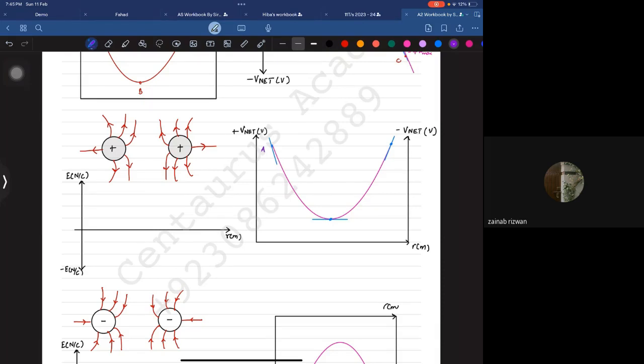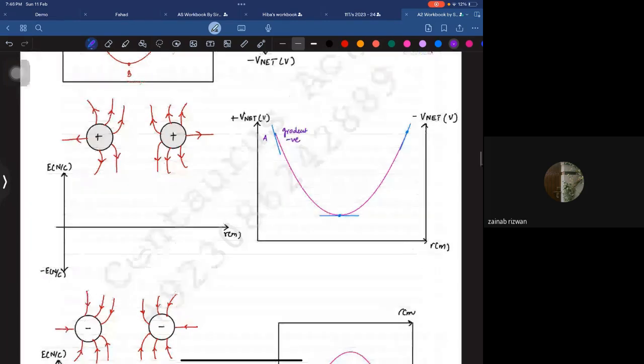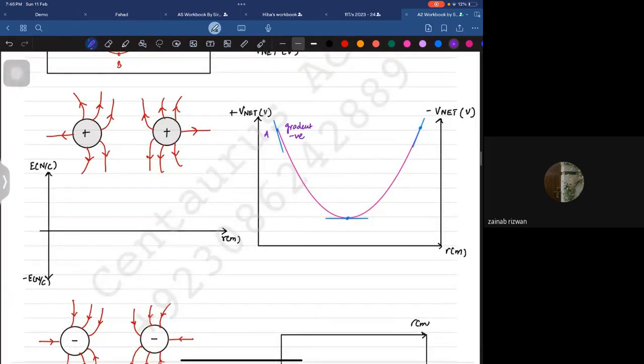Yes, Abu Bakr. Are you there? Negative. So the gradient is negative. Is it maximum or minimum? Maximum. It is negative and maximum. So which means electric field strength will be positive and maximum. So I'm going to put it right here. So this is point A, positive and maximum. Now, yes, Samir. The second one, please. B. What is the gradient?